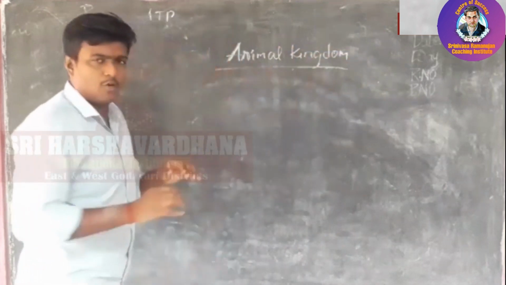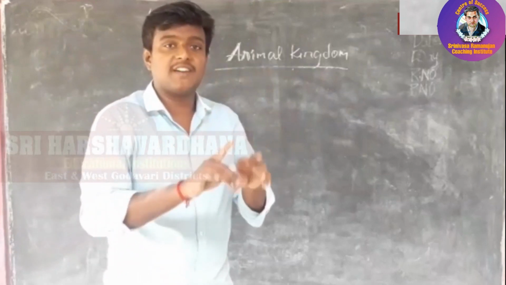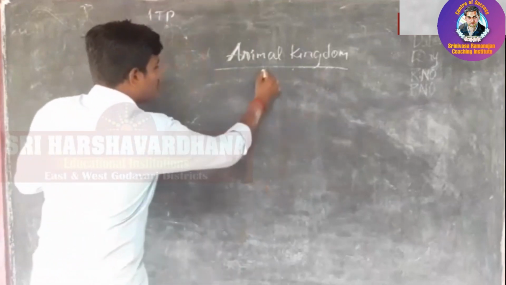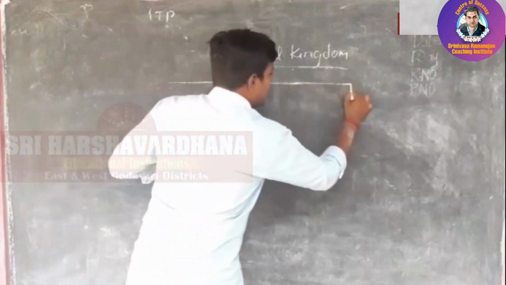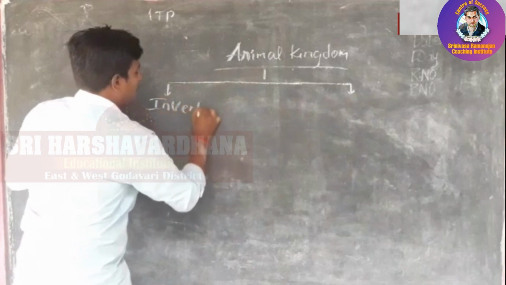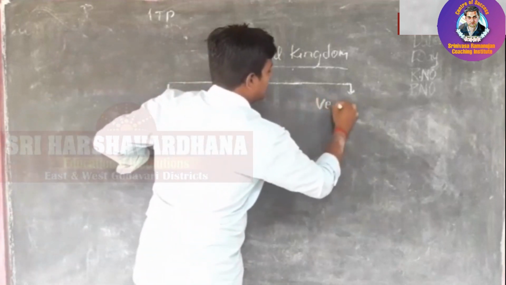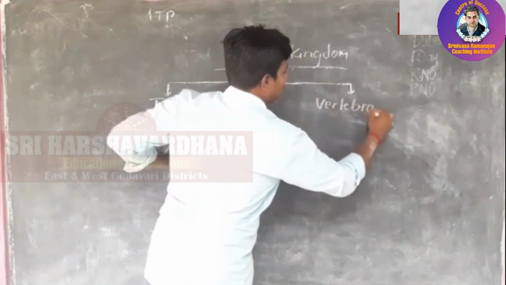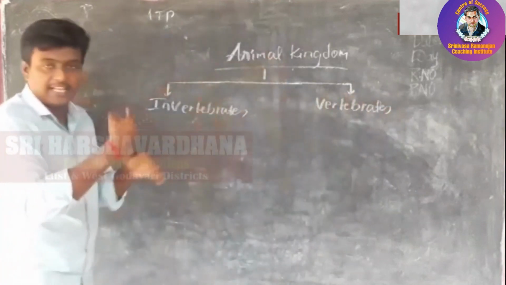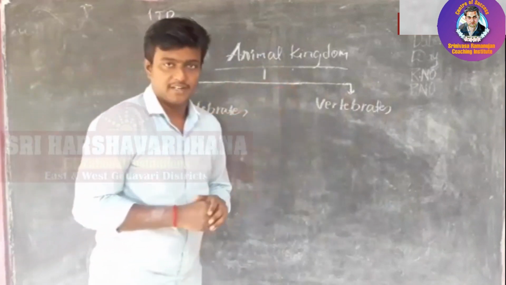Whatever animals are present on the earth, we classify all of them into two classes. What are those two classes? One is invertebrates, and the other is vertebrates. So tell me, what is an invertebrate and what is a vertebrate?